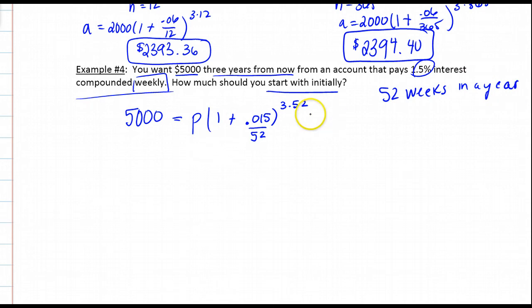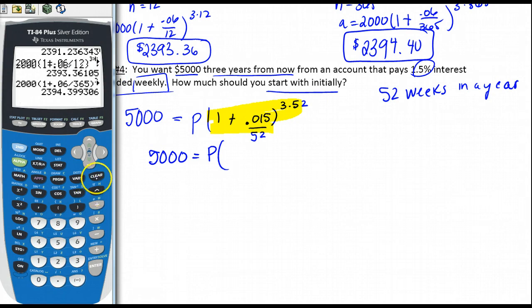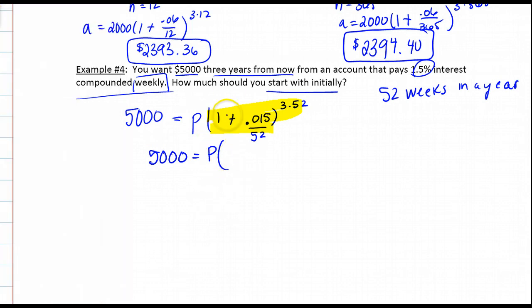And then we need to solve this. So the first thing I'm going to do is figure out what this portion of my equation is equal to. So I'm going to go 1 plus 0.015 divided by 52, raised to the 3 times 52 power. And I got 1.046.